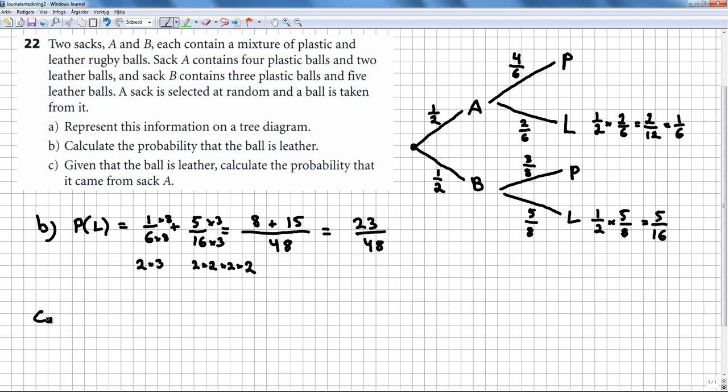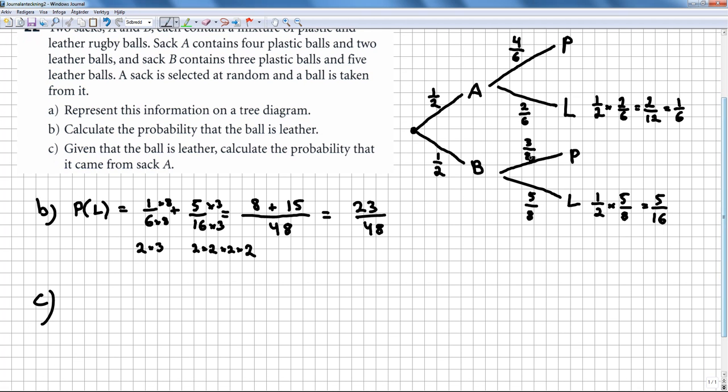Now, in the last question, C, given that the ball is leather, calculate the probability that it came from sack A. So if someone picked a ball, we don't know from which sack, and they say that now we have a leather ball. Well, what is the probability that we have a leather ball from sack A? So given that means that we have to use a formula.